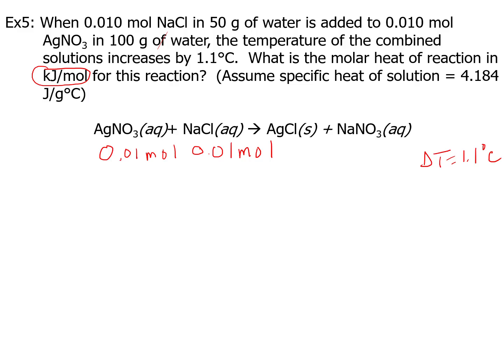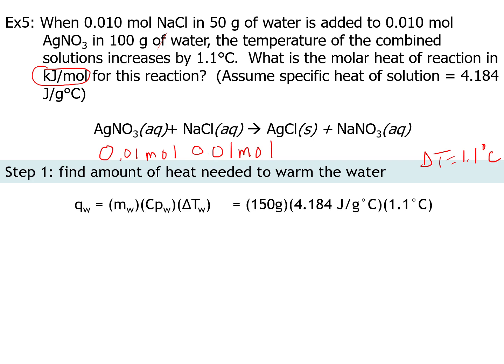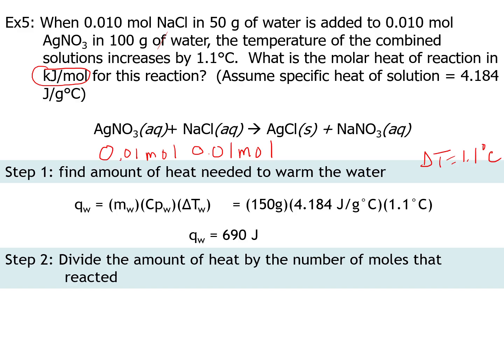And so we go ahead and we find the amount of heat needed to warm the water. So Q equals mCp delta T. So we had 150 grams of water total times Cp for water, 4.184 joules per gram degree C, times the 1.1 degrees C increase that we saw. So we had the heat that was added to the water was 690 joules. So that means that this reaction gave off that much heat, because that's the only way the water could have absorbed it.